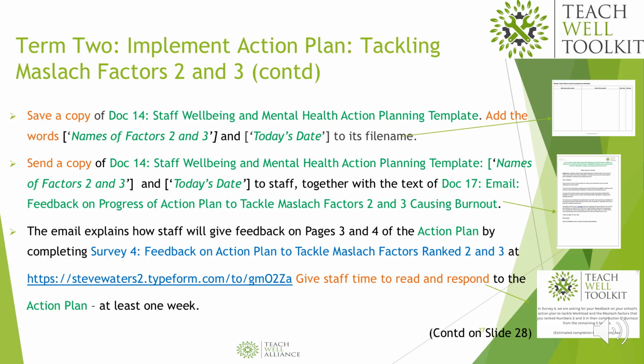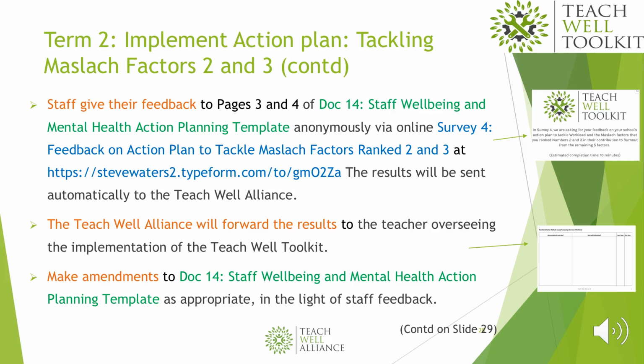As before, change the file name of Document 14 and save it. Send out the text of Document 17 and the action plan to staff. Staff complete Survey 4, Feedback on Action Plan to tackle Maslach factors ranked 2 and 3. You make amendments to pages 3 and 4 of Document 14, Staff Wellbeing and Mental Health Planning Template, in the light of staff feedback on your action plan to tackle Maslach factors ranked 2 and 3.